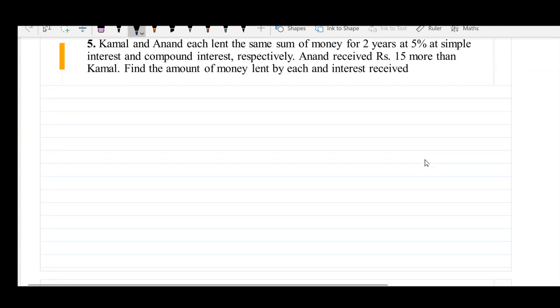The next question is: Kamal and Anand each lent the same sum of money for 2 years. Time is given as 2 years, rate 5%, at simple interest and compound interest respectively. So both the things are given, and it is given that Anand receives 15 rupees more than Kamal. Of course, he will receive more because Kamal lent the amount on simple interest, and Anand has lent it on compound interest. So we need to find the amount of money lent by each and the interest received.